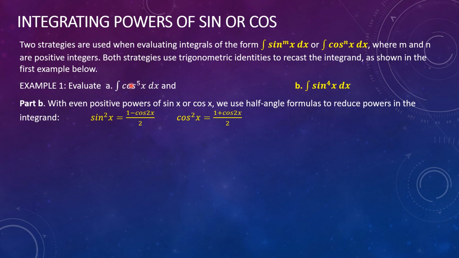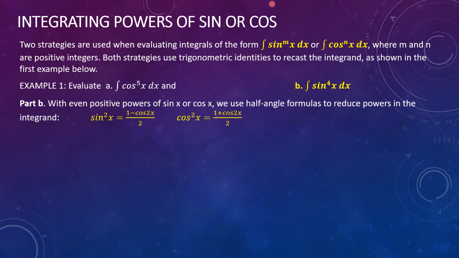so that we don't have a chain rule problem, okay? So sine squared of x is equal to 1 minus cosine of 2x, all over 2. This is a double angle, or half angle, identity. Cosine squared equals 1 plus cosine 2x, over 2.